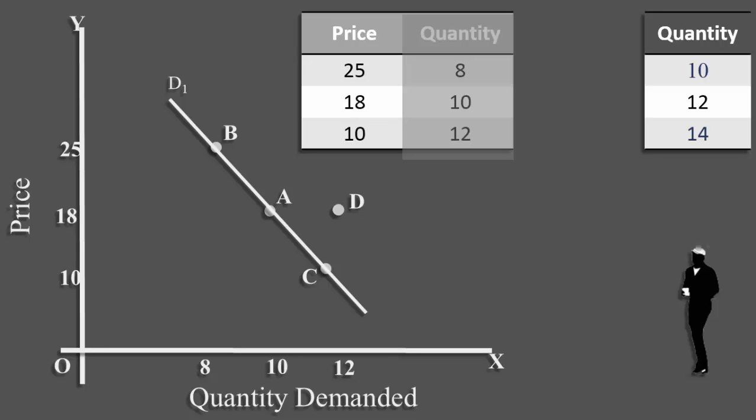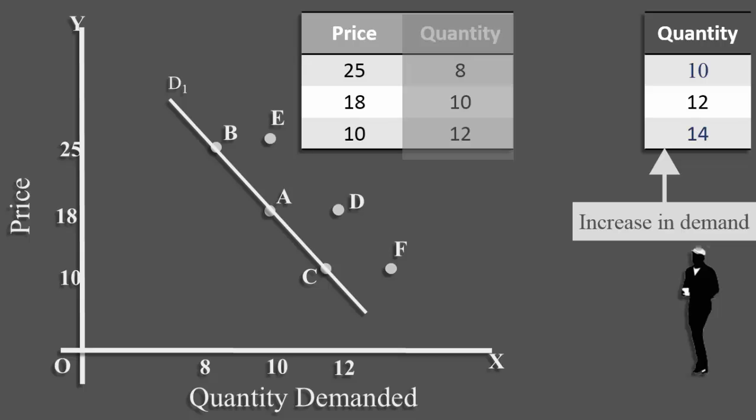He assigns a new quantity for each price in his new demand schedule. 10 units at 25 rupees, 14 units at 10 rupees. At each price, consumer is willing to buy more quantities. This is known as increase in demand. These points are plotted on the graph. A new demand curve D2 passes through these points.